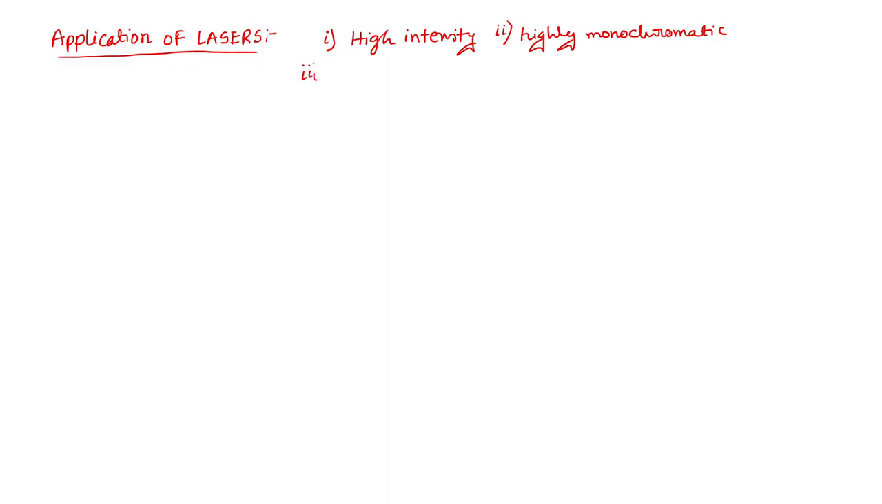First we need to know what the properties of lasers are. First, high intensity, then highly monochromatic, third is coherent. Coherent means the phase is the same. And fourth and most important is pulsed. The pulsed lasers are useful to know the fate of the excited state.